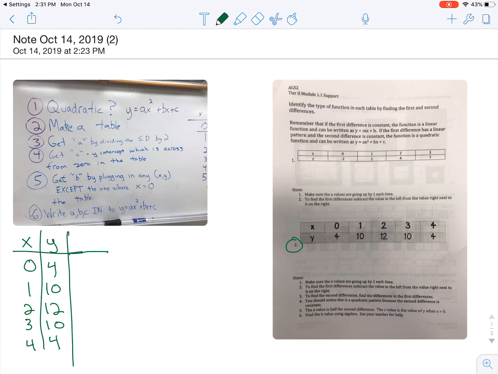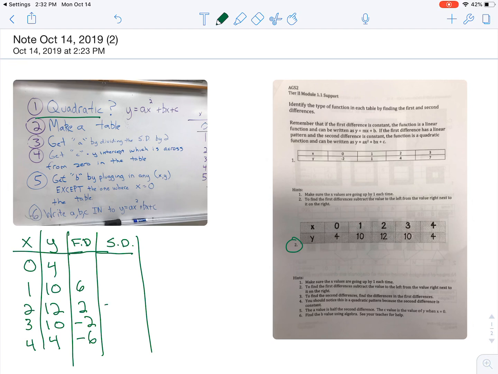So first of all, I'm just determining whether or not this is quadratic. Okay, so I'm going to start looking at the change here. And it looks like we went up 6, then up 2, then down 2, then down 6. First difference. Second difference. So remember that a lot of us are forgetting when it goes down to put negative. Okay, that's a big thing.